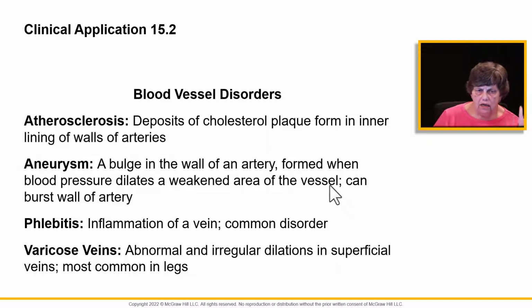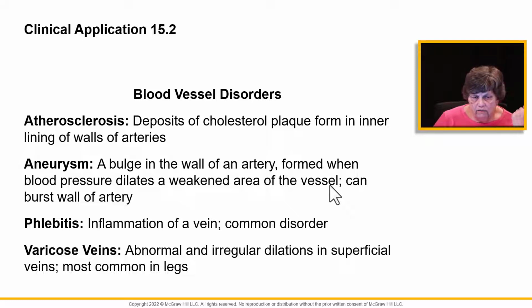Okay. All right, some applications here. Atherosclerosis: again, this is the deposit of cholesterol plaques in the inner lining of the vessel walls, which starts to narrow those vessels. You may have an aneurysm, a bulge in the wall of the artery that forms when the blood pressure dilates a weakened area of the vessel, and it can rupture. It can thin enough that it leaks and doesn't completely rupture, or it can rupture.